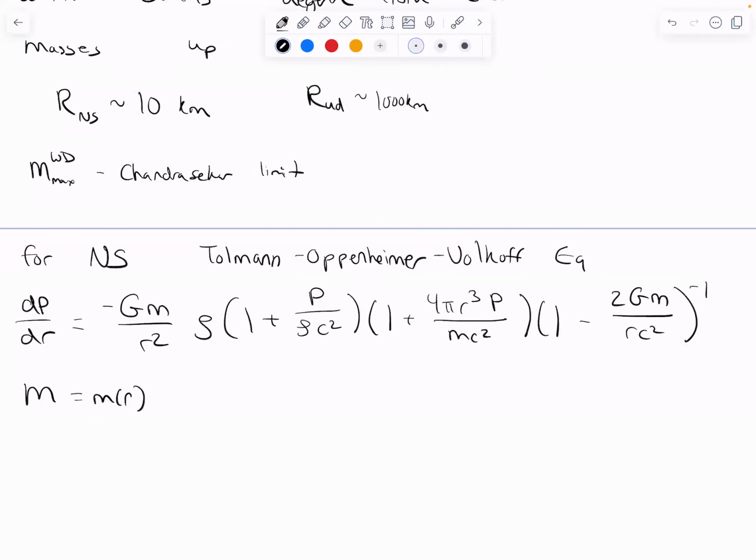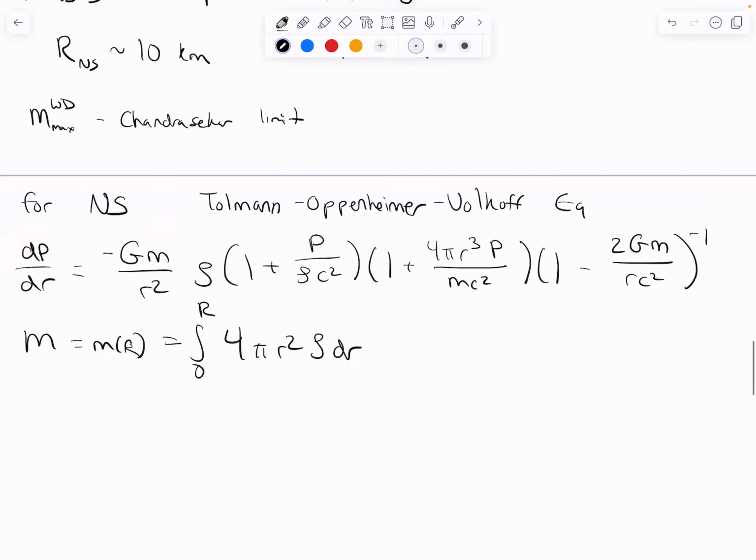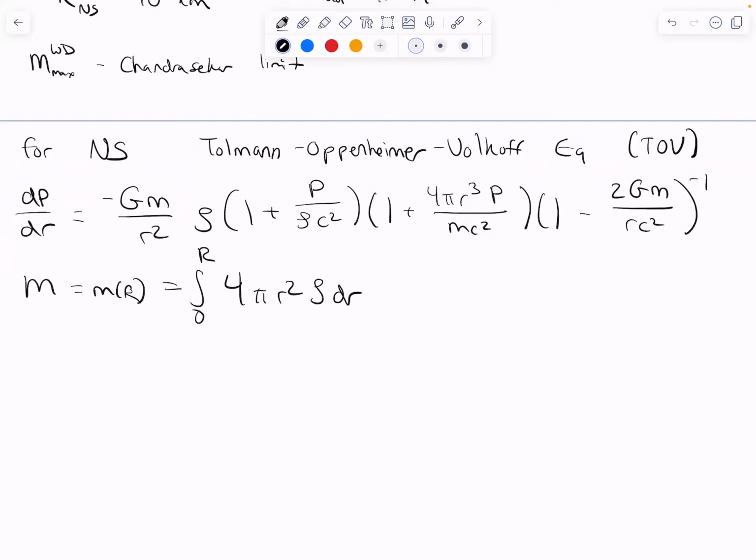M of r equals the integral from 0 to r of 4 pi r squared rho dr. You, of course, could substitute in to get the energy density. I'm mostly going to be always talking in terms of P versus E, but that's just a simple substitution. And so in the case of solving for neutron stars, we call these the TOV equations for shorthand, it's the exact same procedure as before.